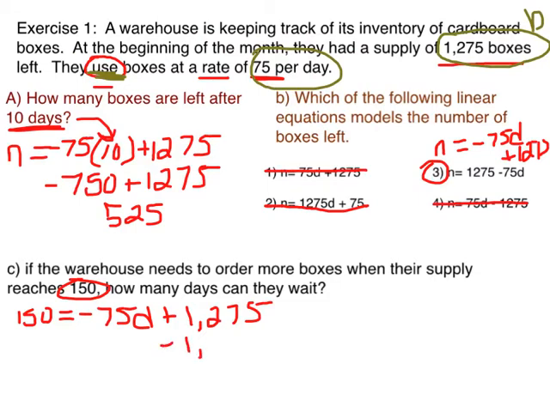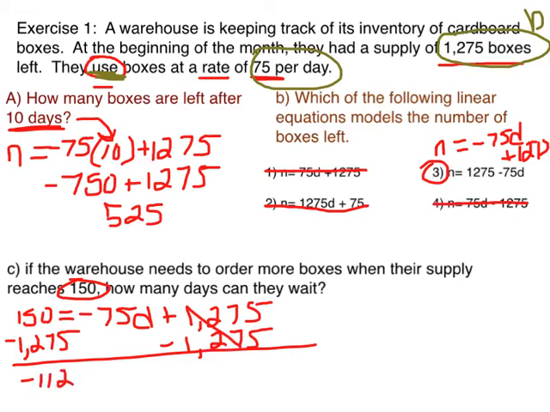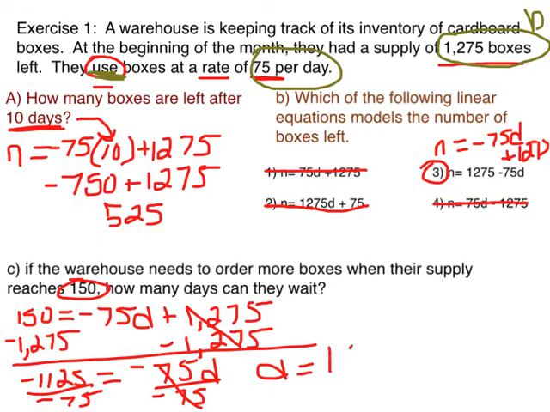So minus 1,275 on both sides. And that's going to leave me negative 1,125 equals negative 75D. Go ahead and divide by negative 75. And on day 15, I'm going to have to order more boxes. On day 15, we will have to order more boxes.